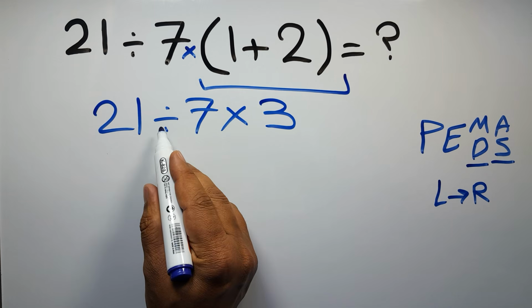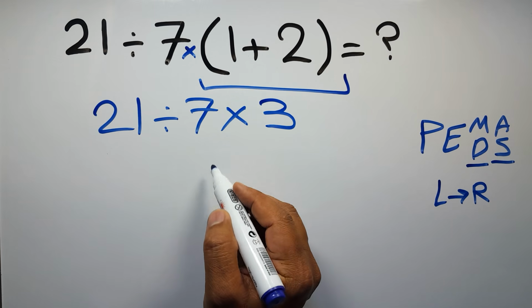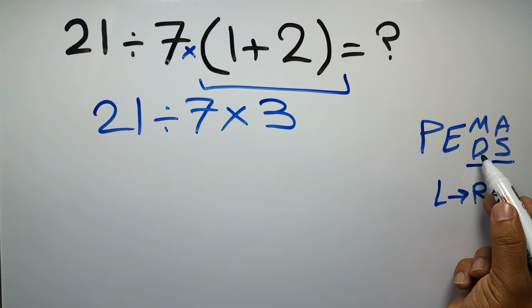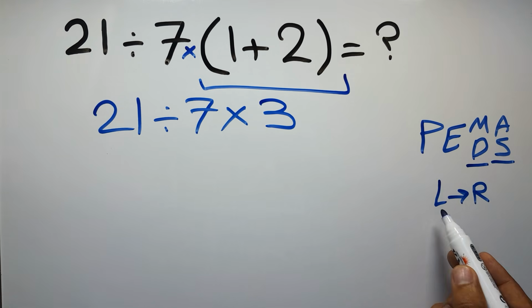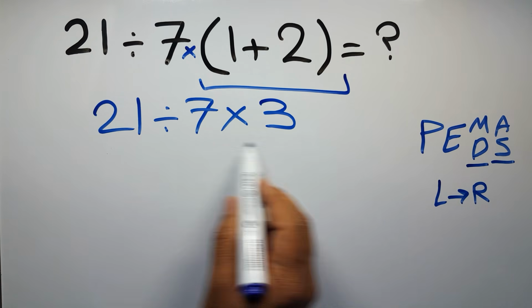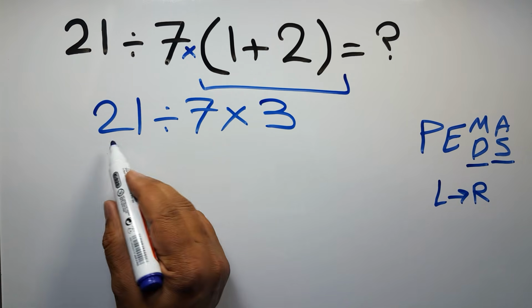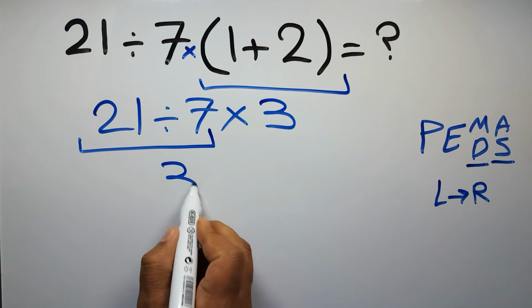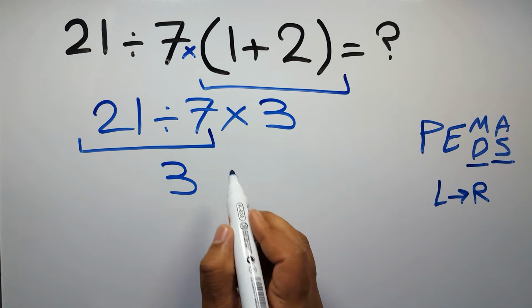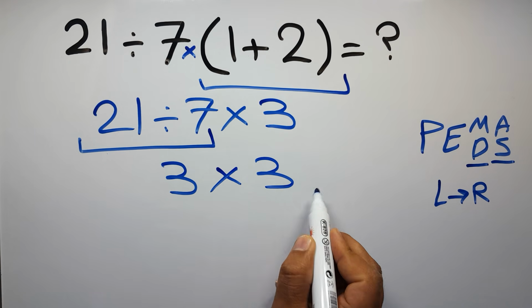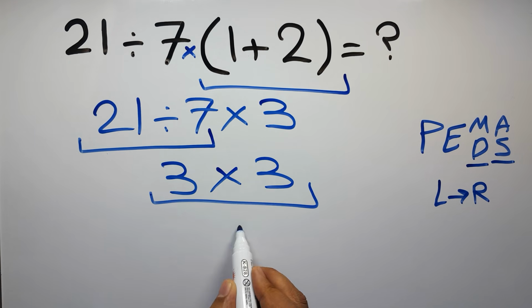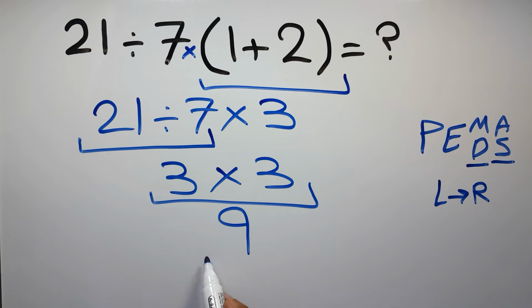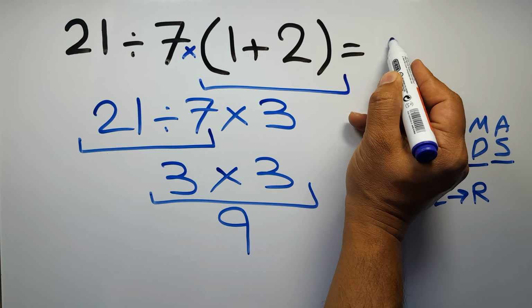Now, we have one division and one multiplication. As I said, multiplication and division have equal priority and we have to work from left to right. So here, first we have to do this division. 21 divided by 7 equals 3. So 3 times 3, which gives us 9. And this is our final answer to this problem. The correct answer is 9.